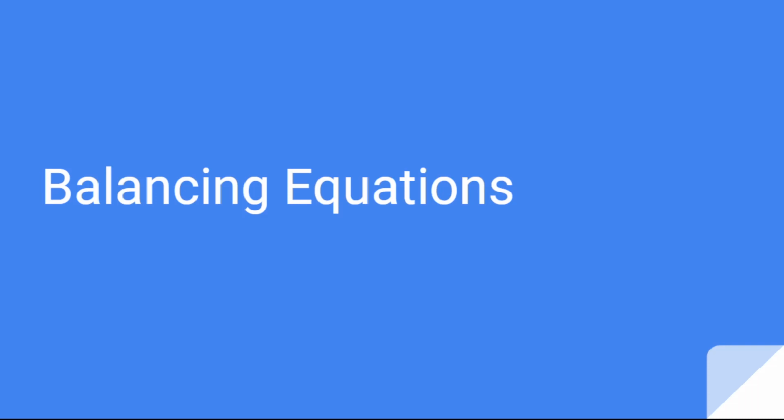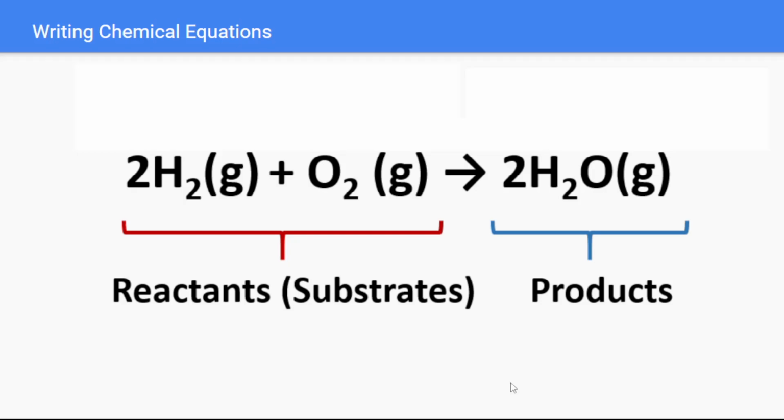The purpose of this video is to discuss how to balance chemical equations. Chemical equations are represented like this, with reactants on the left, products on the right, and an arrow in between. 2 gaseous hydrogen plus 1 gaseous oxygen yields 2 gaseous H2O. That's how you would state this chemical reaction.